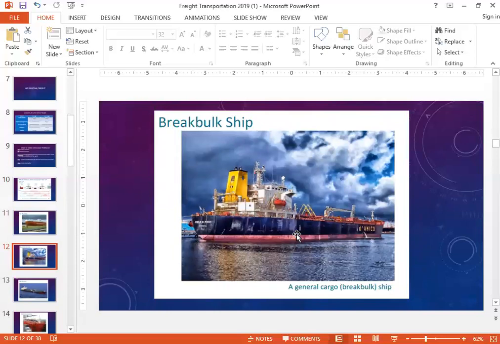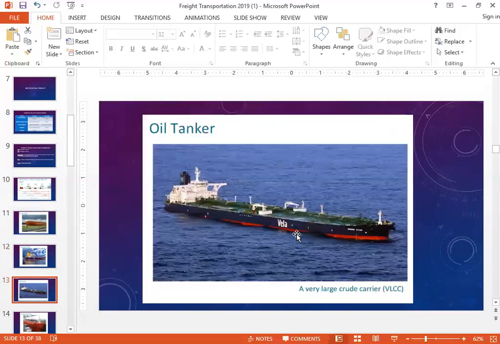Breakbulk ship. Have you ever looked at a ship that looks something along this line? This is just a general cargo ship. A variety of goods are put on this ship and shipped all around the world. It's not that only one category of goods is put on this ship. It's just usually used for big items to be shipped from one place to another.